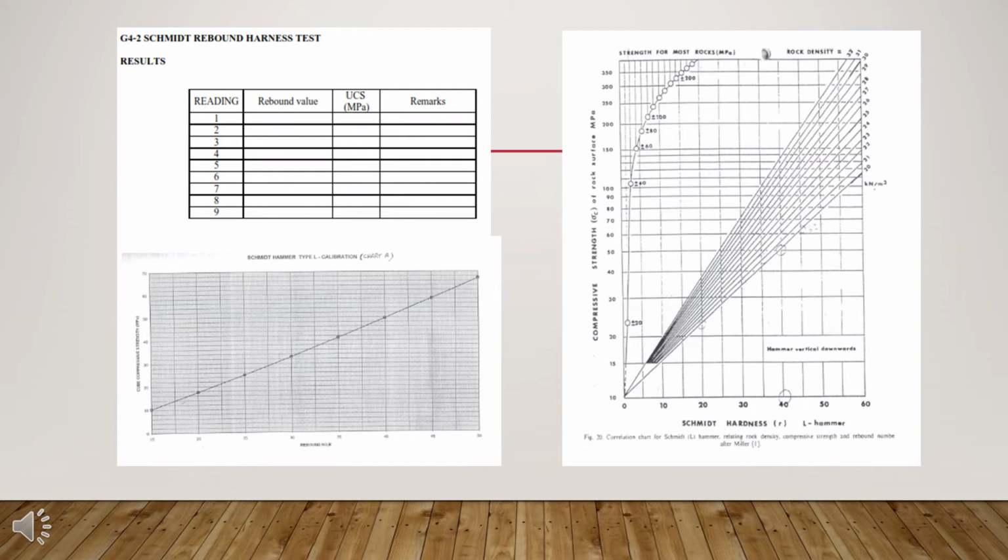The rebound index is shown by the indicator and is defined as the rebound value. The degree of the rebound varies. It depends upon rock elastic properties. The height of the rebound of the mass is measured on a scale and is taken as the measure of hardness.